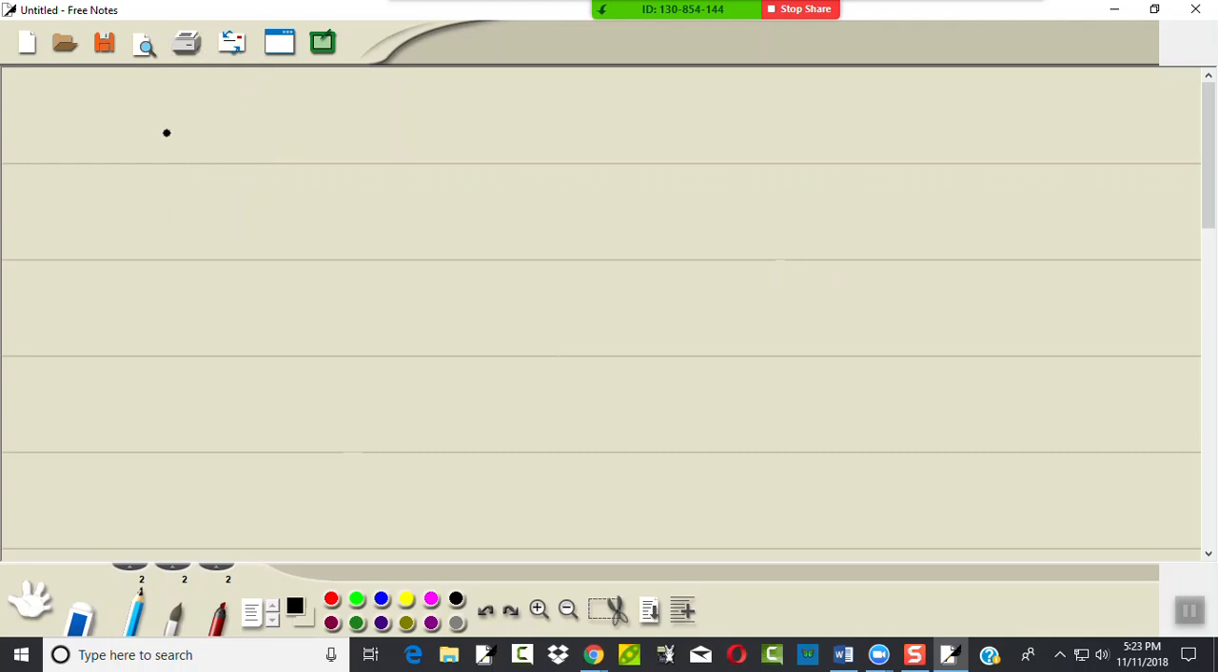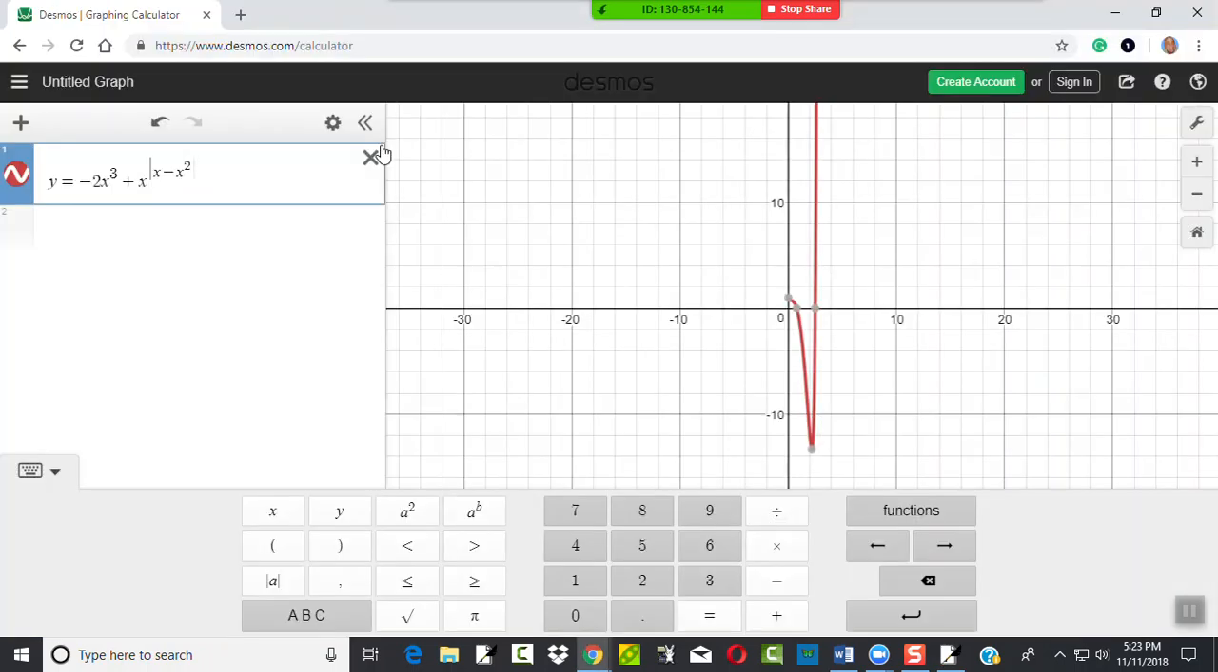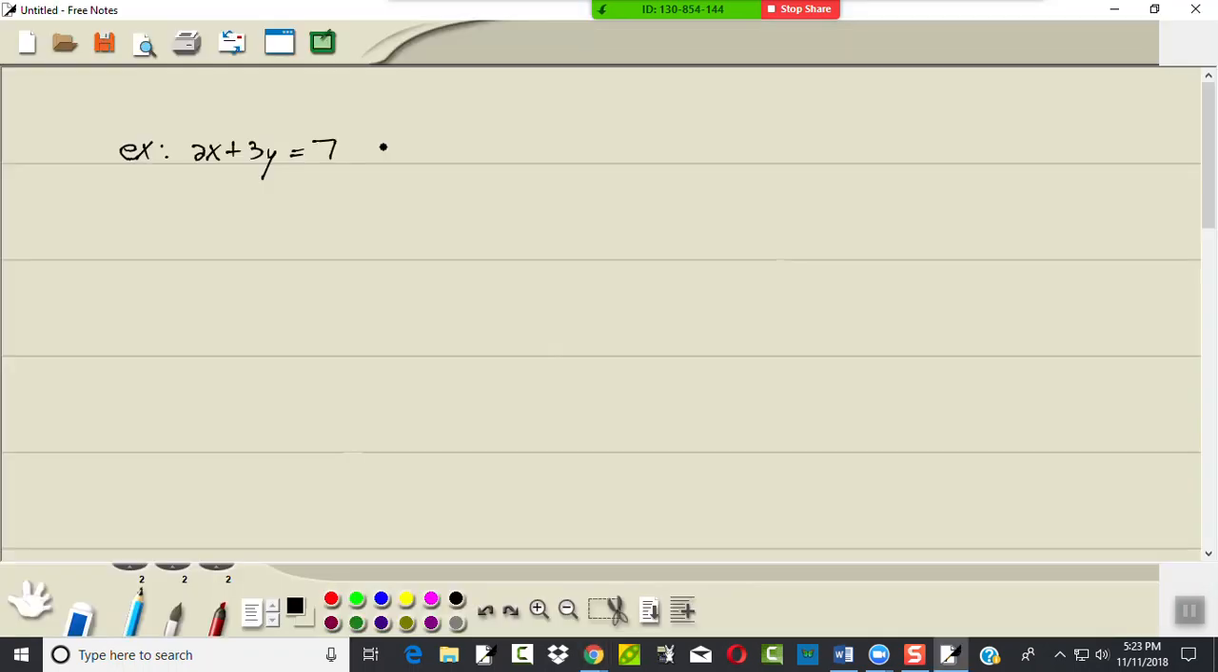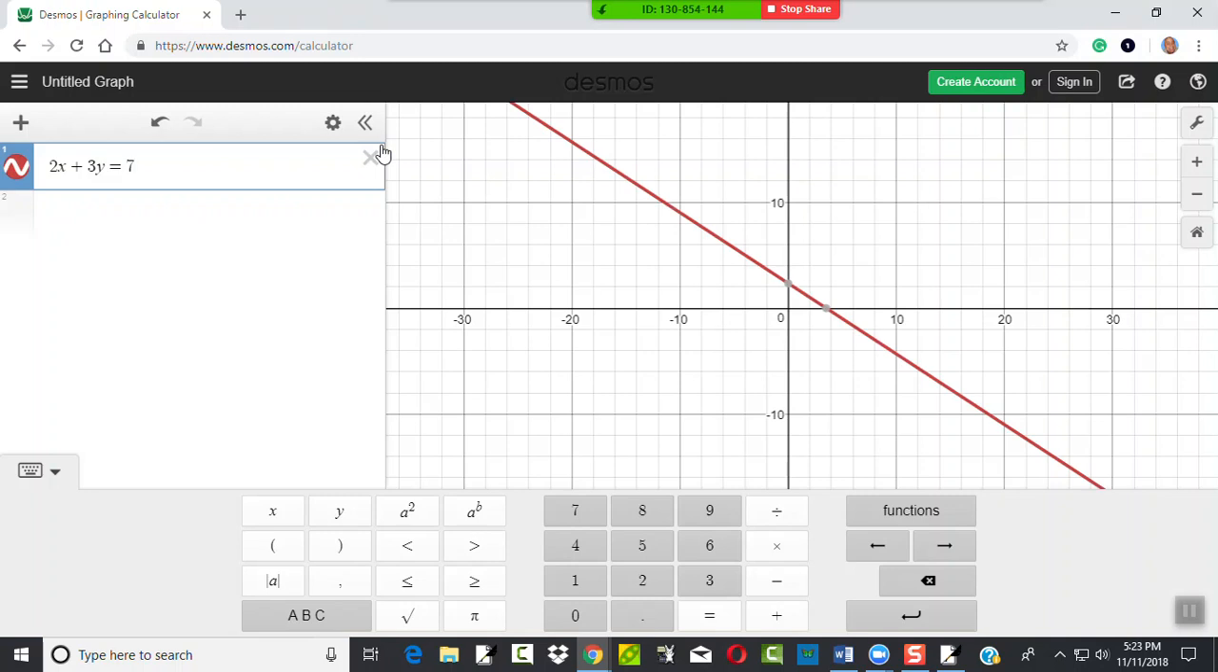So, if I have 2x plus 3y equals 7. Oh, by the way, you don't have to solve for y in order to plug it into the Desmos utility. No matter what it looks like, you just type in exactly as you see it. So like this one, if I was wondering what this graph looked like, come over here, 2x plus 3y equals 7. That's what my graph would look like.